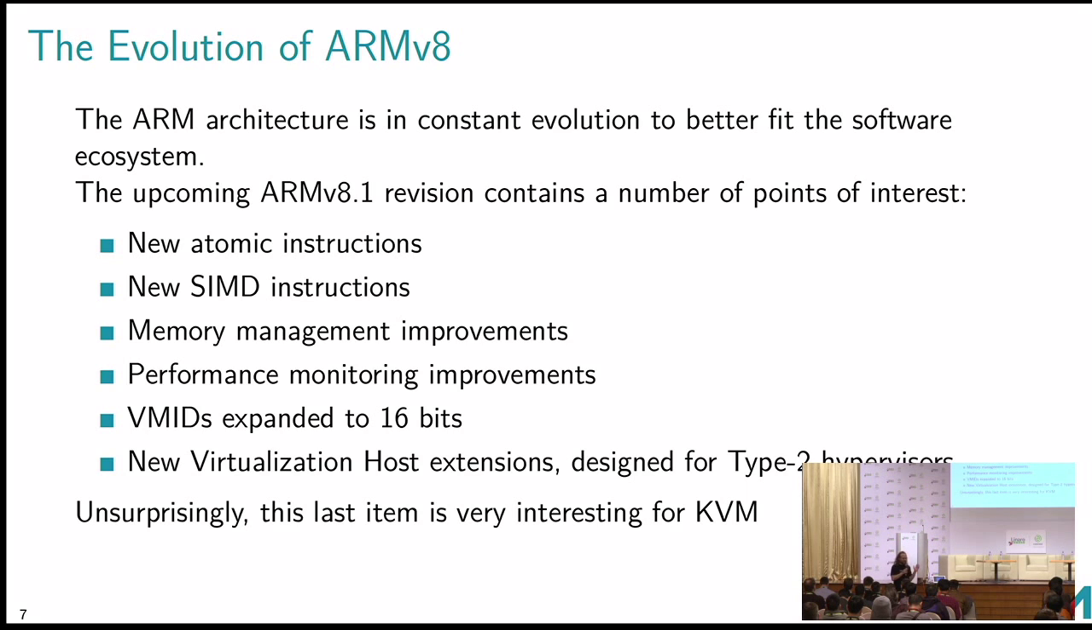We have larger VMIDs. On v7 and v8, we can have up to 256 VMs running at the same time. I insist on the running at the same time, really. With 8.1, we can have a lot more, 16 bits worth of VMIDs. That's just enormous. And also, we have the virtualization host extensions, which are designed for type 2 hypervisors. And yes, that is extremely interesting for KVM.